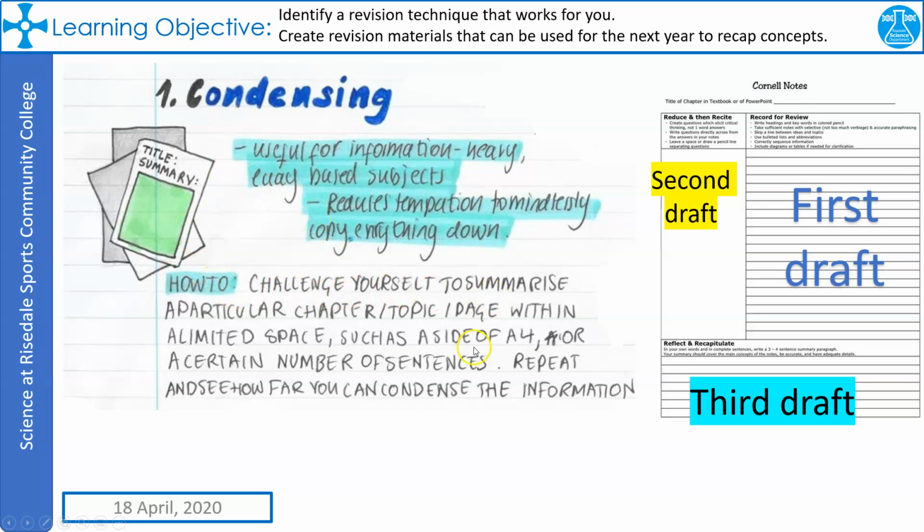Then challenge yourself to summarize chapters, topics, pages within a limited space. So if you've got an A4 book, or an A4 notepad, you can use that. If you have a look at the video I've attached, you might then be able to find out a little bit more information.